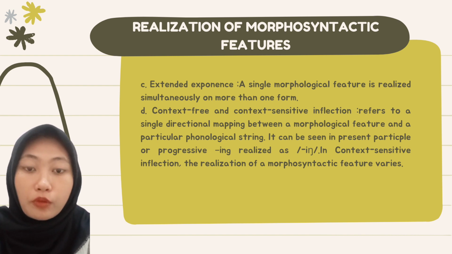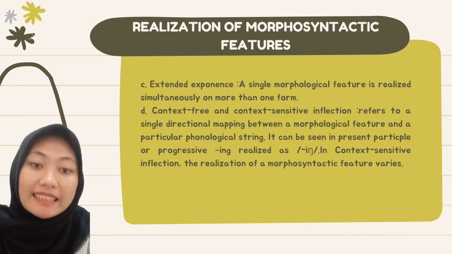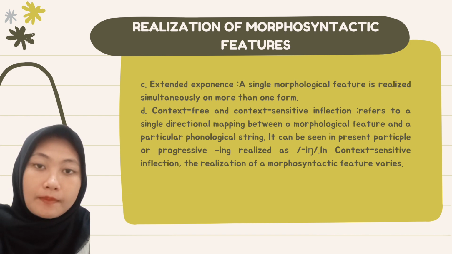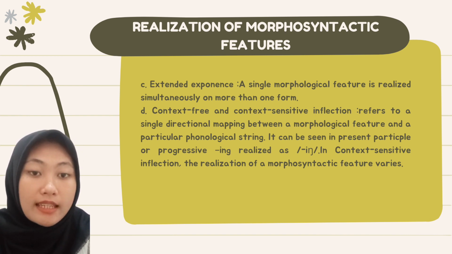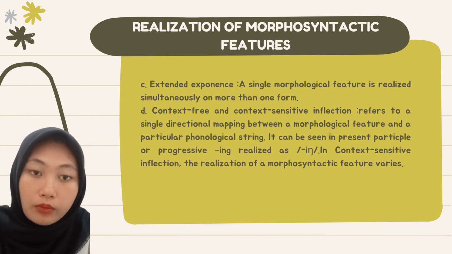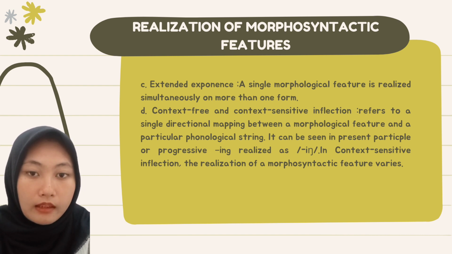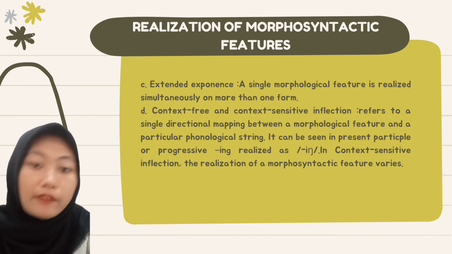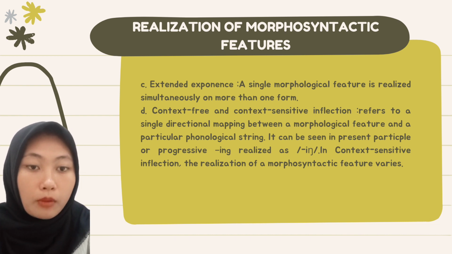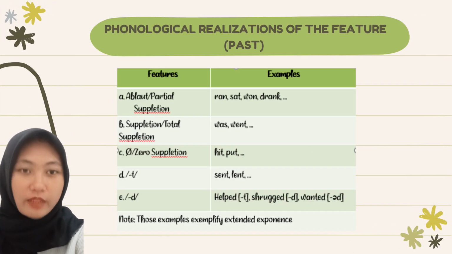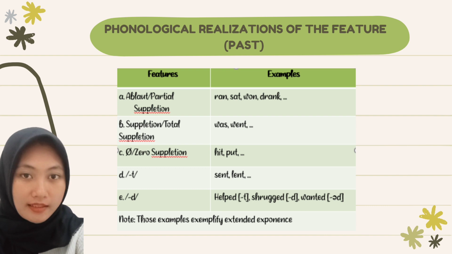And the last, the fourth, is context-free and context-sensitive inflection. Context-free refers to a single directional mapping between a morphological feature and a particular phonological string. It can be seen in the present participle or progressive -ing, realized as -in. And in context-sensitive inflection, the realization of a morphosyntactic feature varies. Phonological realizations of the feature are past.